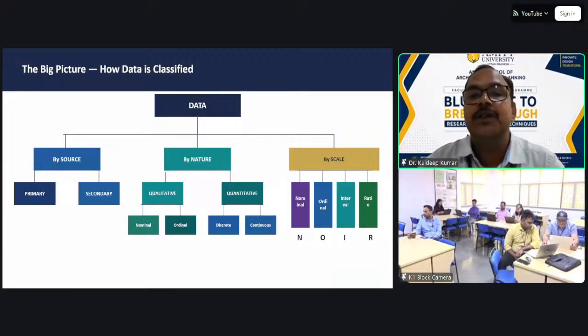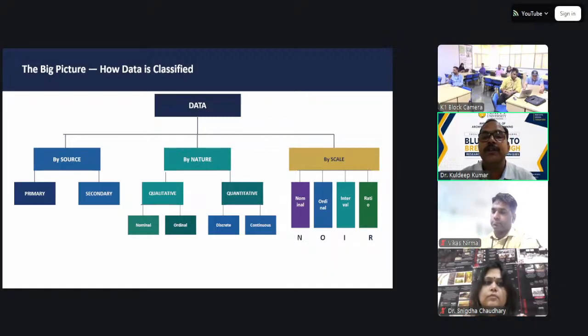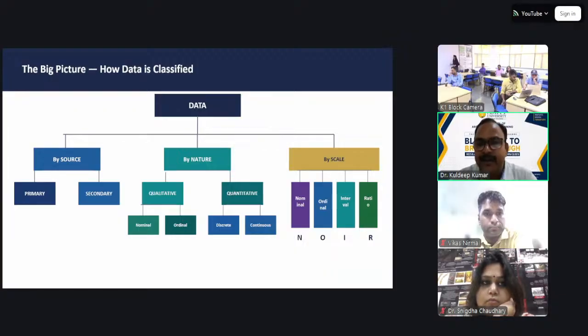Now this is the big picture, how the data is classified. Data can be classified in three ways, each answering a different question. Number one is by source. That means where does the data come from? If it is data you collected yourself for the first time, it's primary data. If the data already exists or was collected by someone else, that is called secondary data. The second classification is by nature or characteristic of the data.